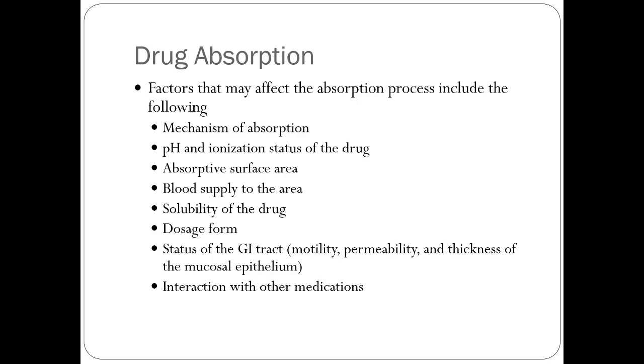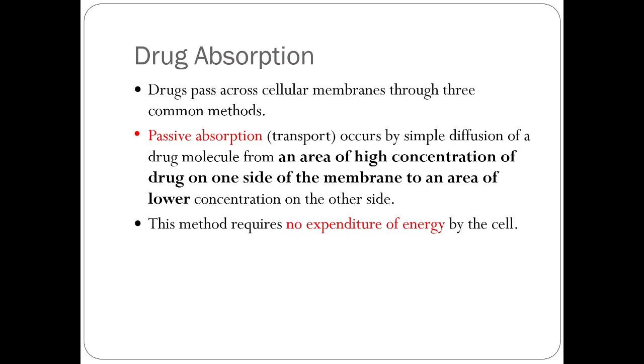The solubility of the drug, so we need to know if it's lipid soluble or water soluble, and we'll talk about the difference between that in a second. The dosage form, the status of the GI tract, like I said, the motility is a factor, so how quickly it moves through the GI tract, permeability, the thickness of the mucosal epithelium, and then interactions with other medications. Some medications act to decrease the effectiveness of other medications, and some actually act to increase the effectiveness.